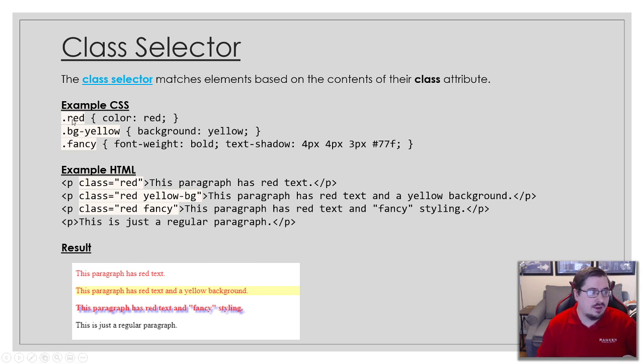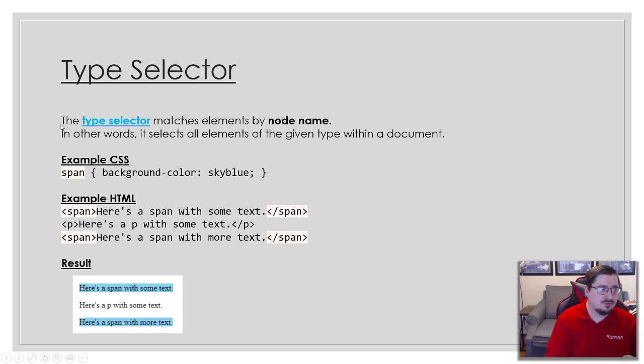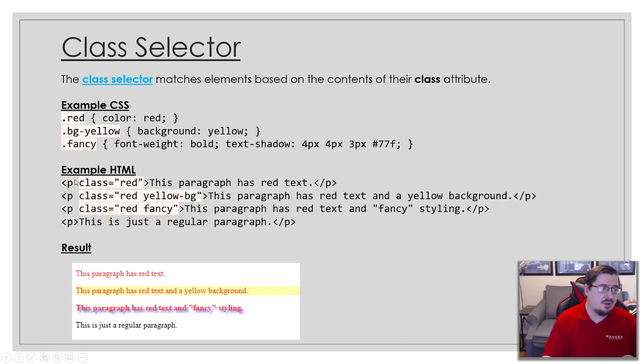So if we look at red, well, red makes the text red. So we can see we've got red text, red text, red text. Okay, so your class selector always starts with a dot. You remember your type selector doesn't have any sort of prefix, but your class selector has a prefix of a period.